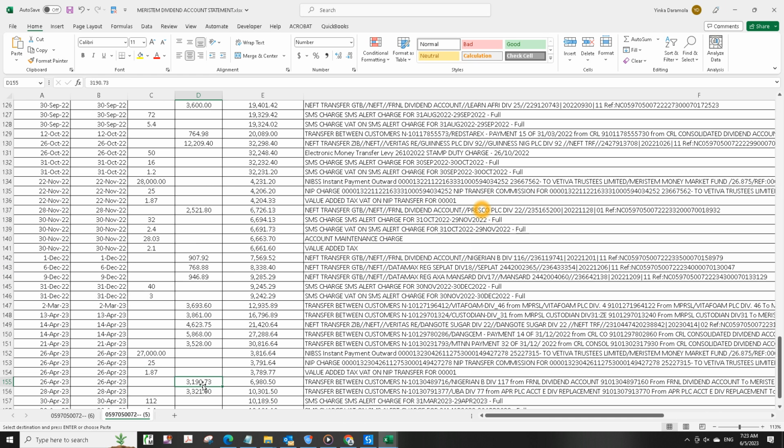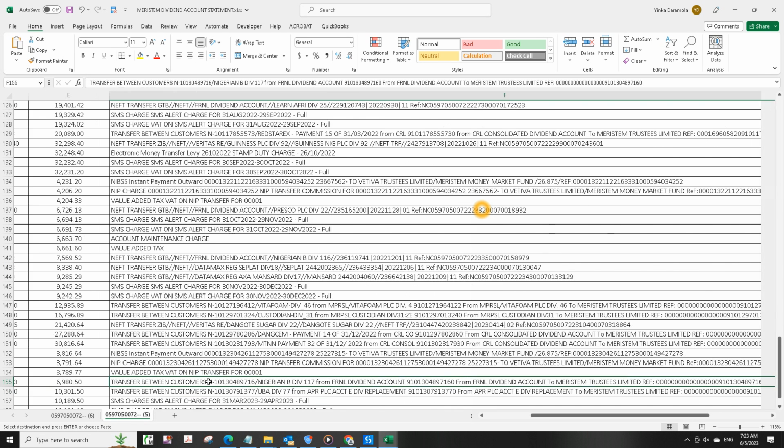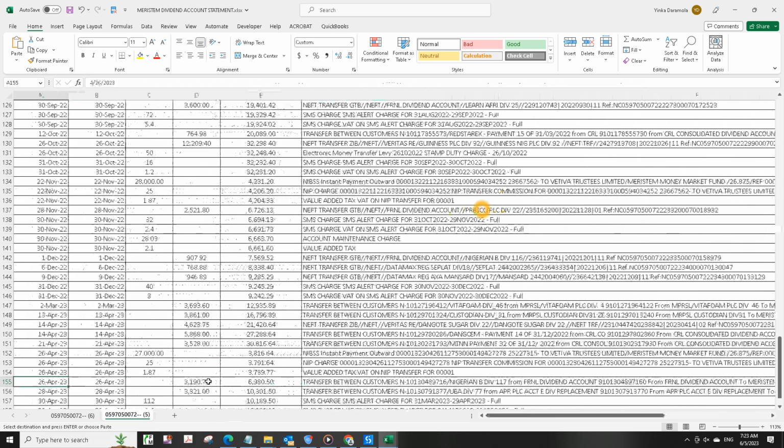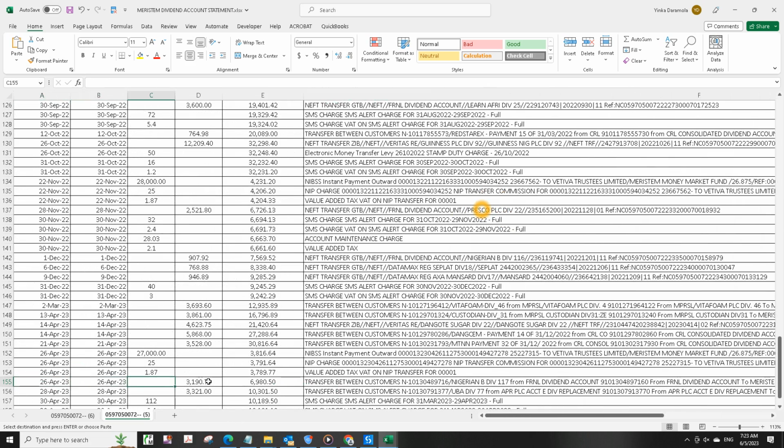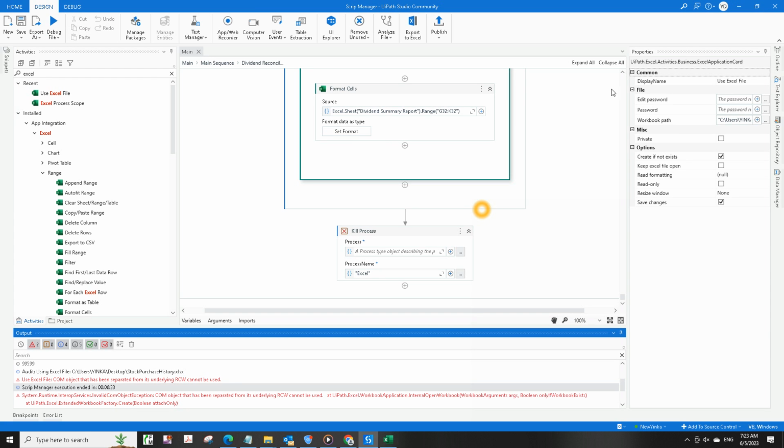So here we are. Here's the figure. And as you can see, this is Nigerian breweries, and this is 26th of April 2023. So it went through hundreds of transactions to figure out the relevant ones without you needing to open this Excel sheet once, right? So that's kind of how it works.